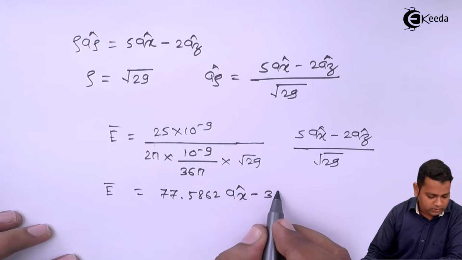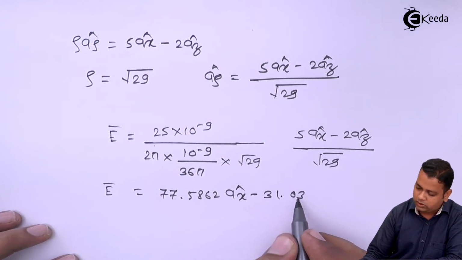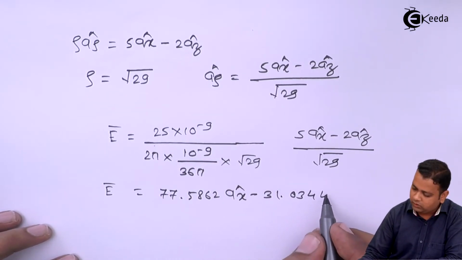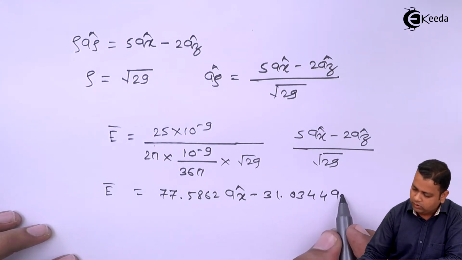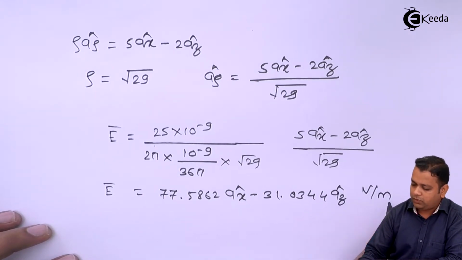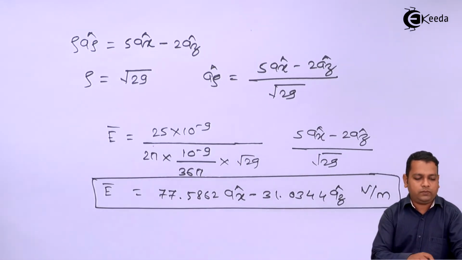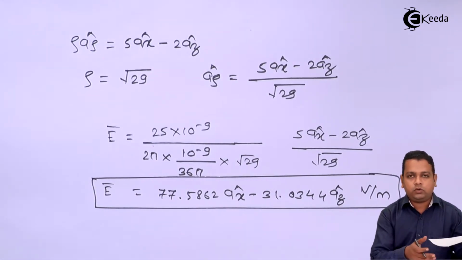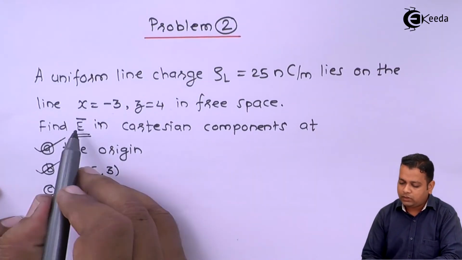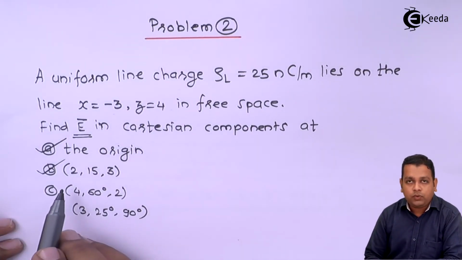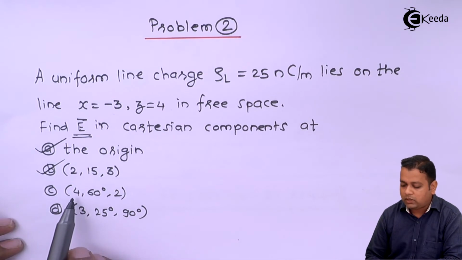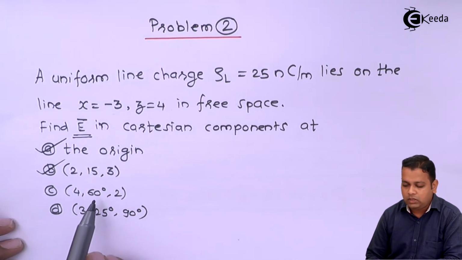77.5862 ax cap minus 31.03448 az cap volts per meter. Now this is the answer for part C. So here we are able to determine the value of electric field intensity at the field point with the given coordinates 4, 60 degree and 2.